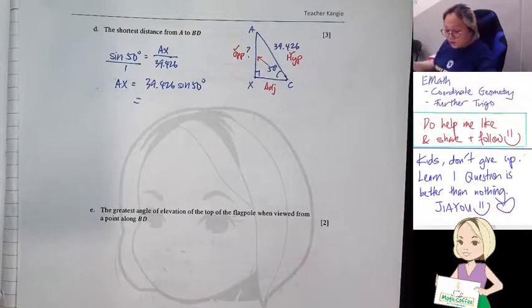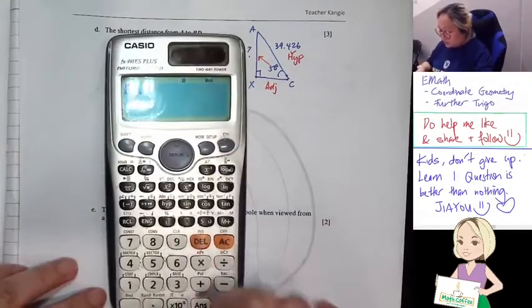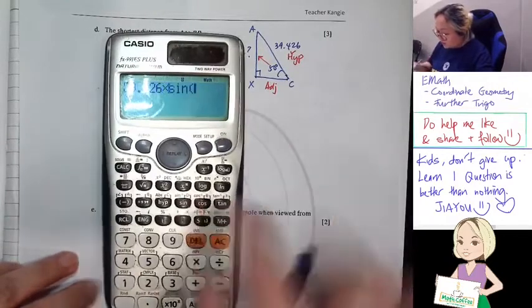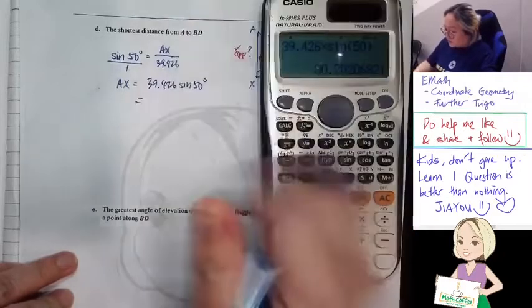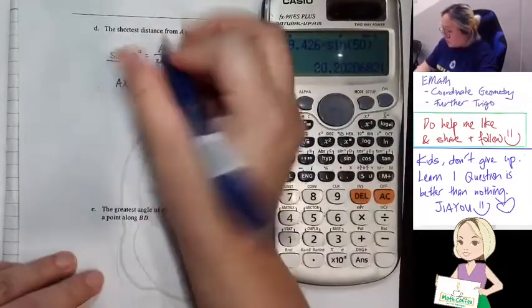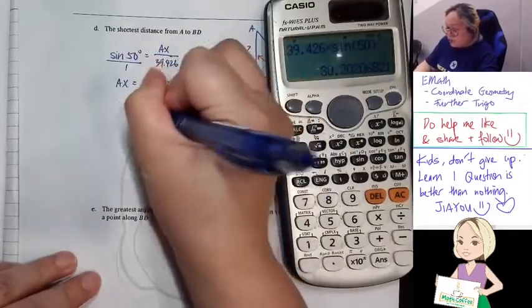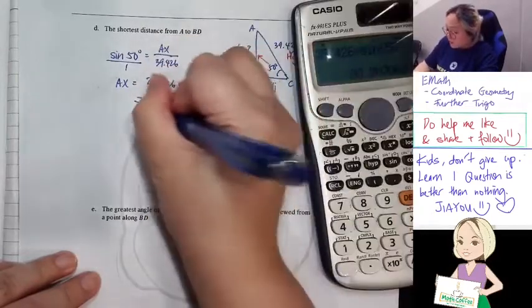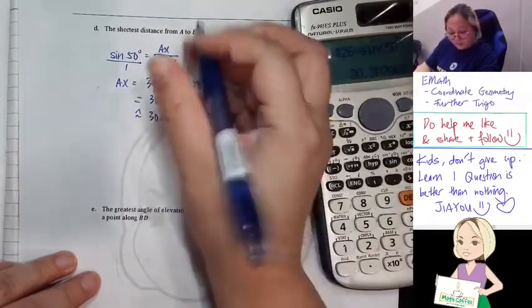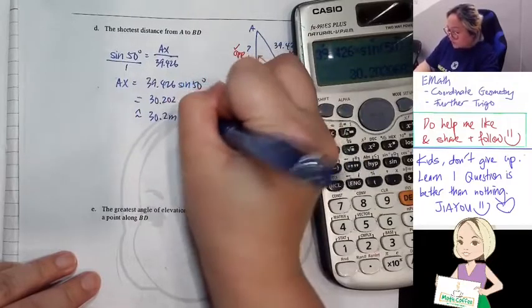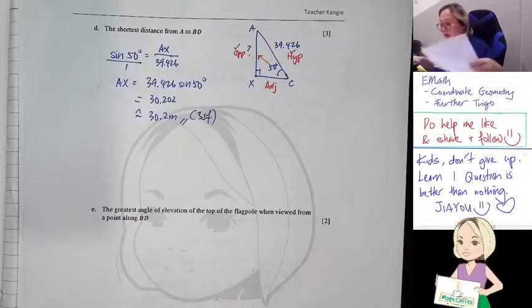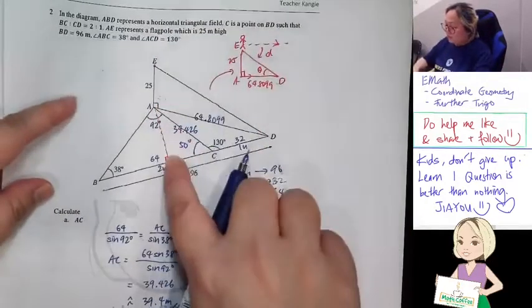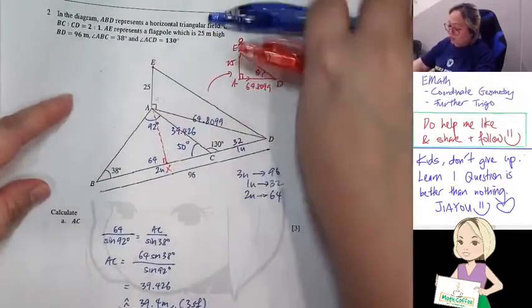With this, let me press the calculator. 39.426 multiplied by sine 50 will give us 30.202. Round it off to 3SF, so it's 30.2 meter. 3SF. So you see, we are done. Again, go back to your diagram and update. Now we have found this. You want to put red color also can.